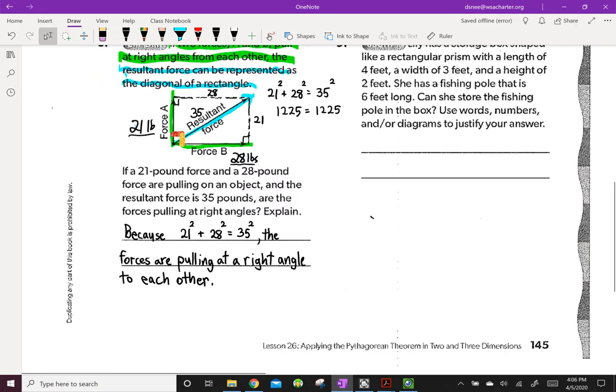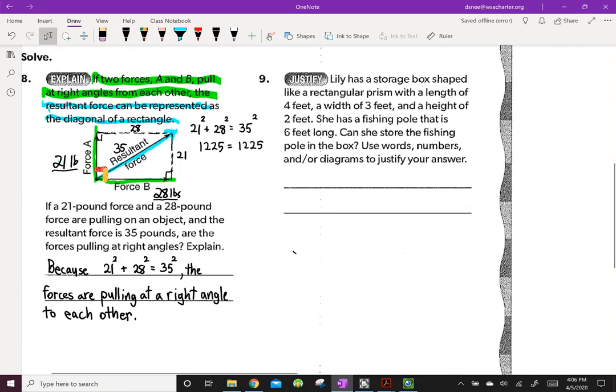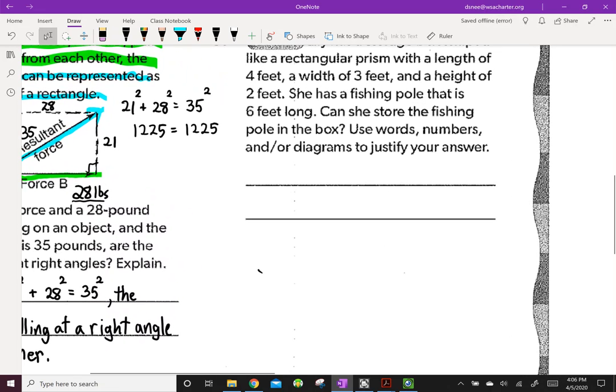If we write things out with words like that and complete sentences, we have a better, more complete understanding of the concept and the fact that it applies to real world problems.